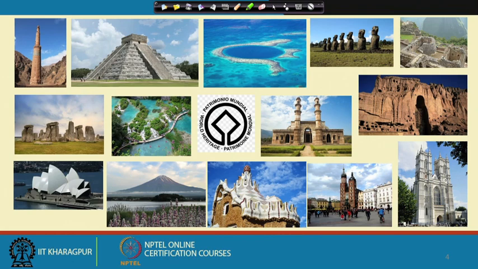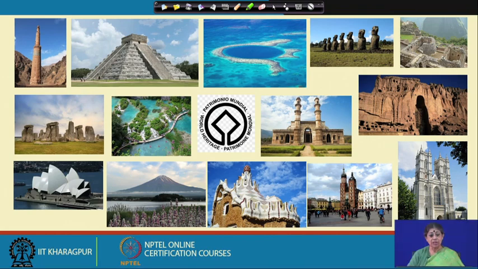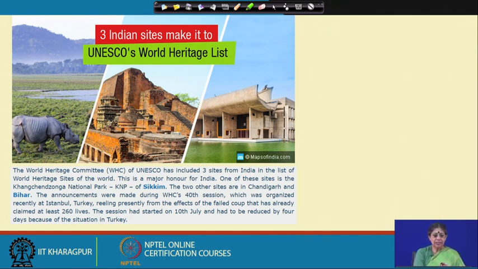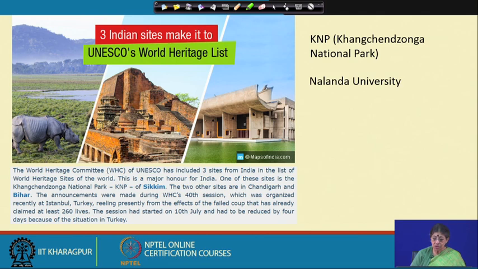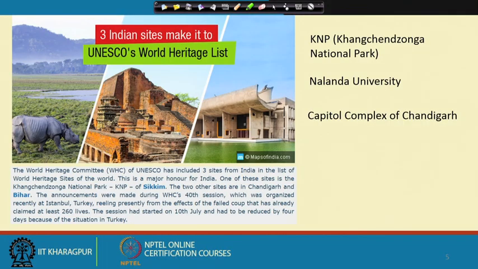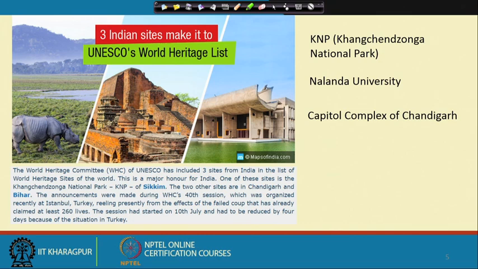As I told you, all of these are part of the UNESCO World Heritage enlisted sites. If you can see here, there is an announcement which says that 3 Indian sites make it to the UNESCO World Heritage List. Can you identify them? There is Kaziranga, there is Nalanda, and there is the Capitol Complex of Chandigarh. It is a very recent event where 3 Indian sites in only 1 year were enlisted as part of the UNESCO World Heritage List. It was done in the 40th session of UNESCO. When all the member countries met there for the World Heritage Convention, they declared these 3 sites. It was a great pride for India to see that 3 of its structures or areas or parks, the natural areas, have been inscribed as World Heritage Sites.